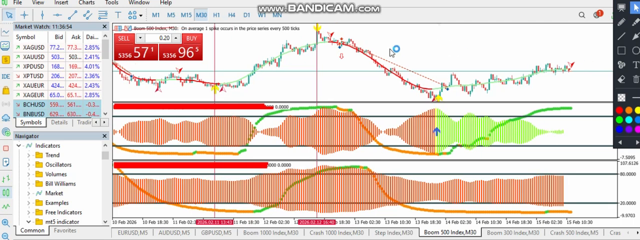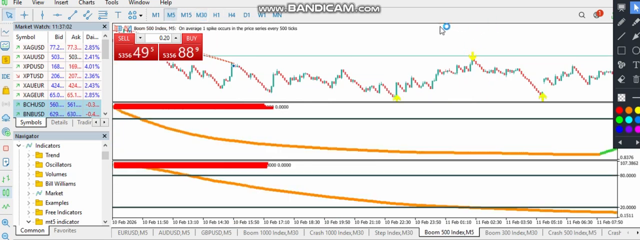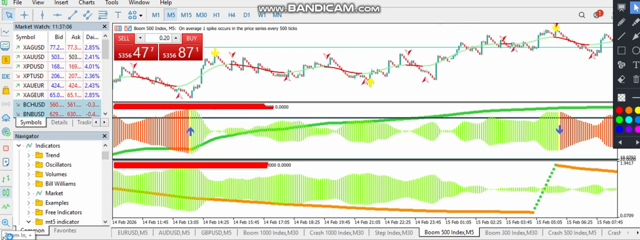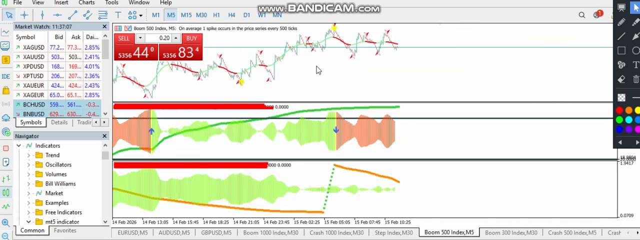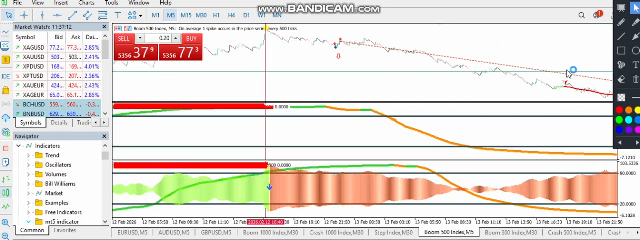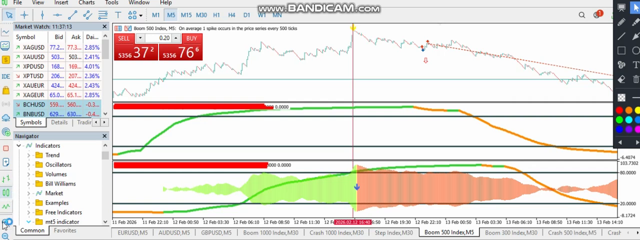So let me show you guys what has happened so far in our Boom 500 on 5-minute time frames. As we all know, we used to check our 5-minute time frames for our trend. So let me zoom in so that you guys can see what has happened in the market. Okay, yeah guys, this is exactly what I mean. You can see what happened here.